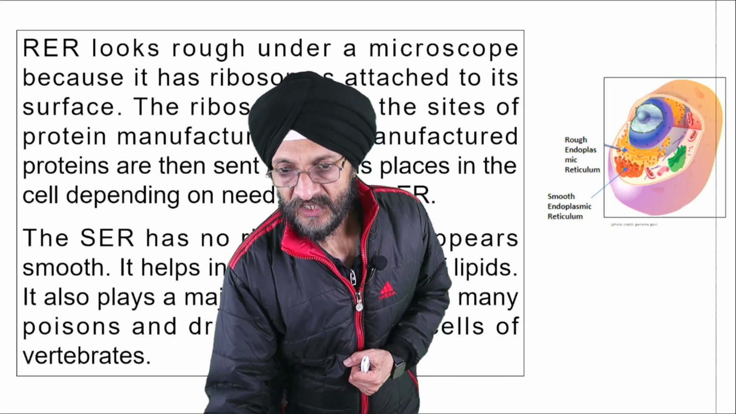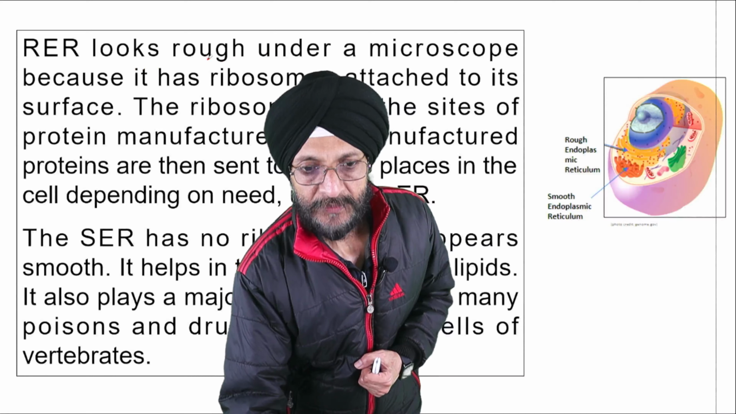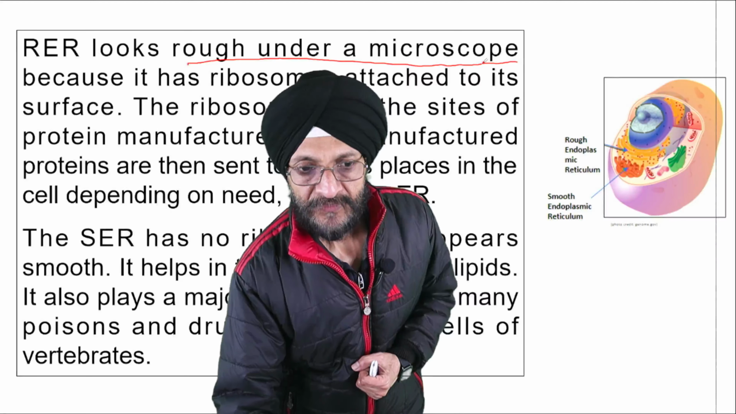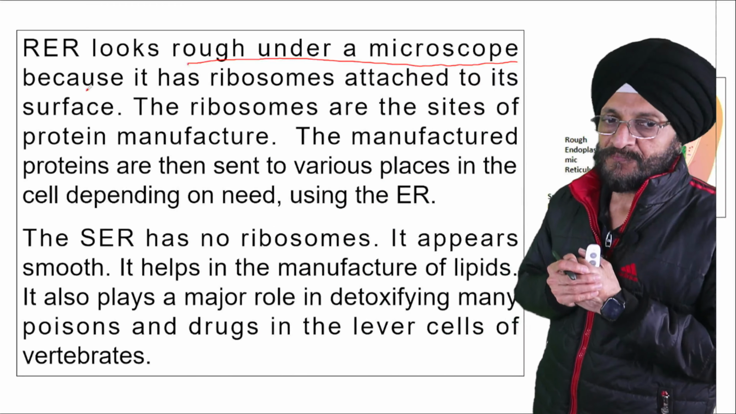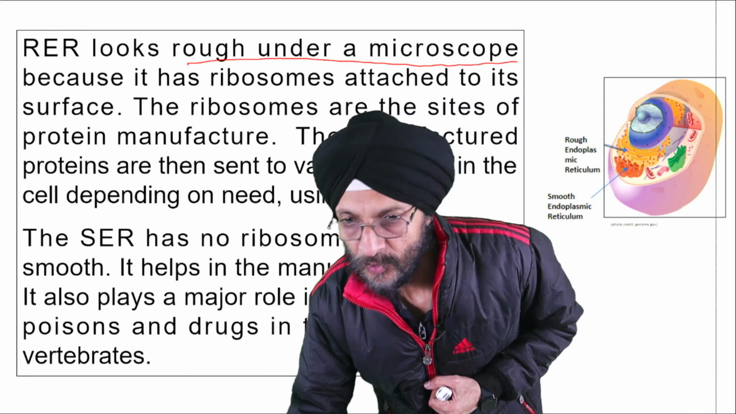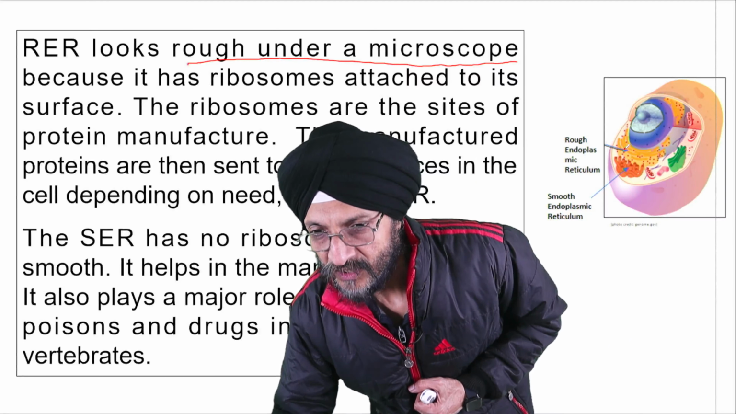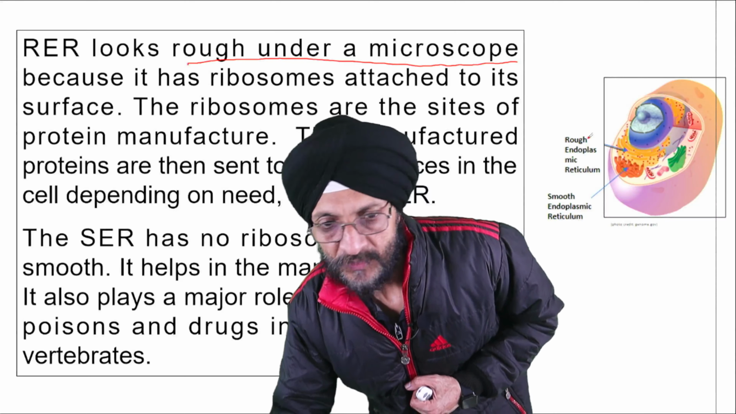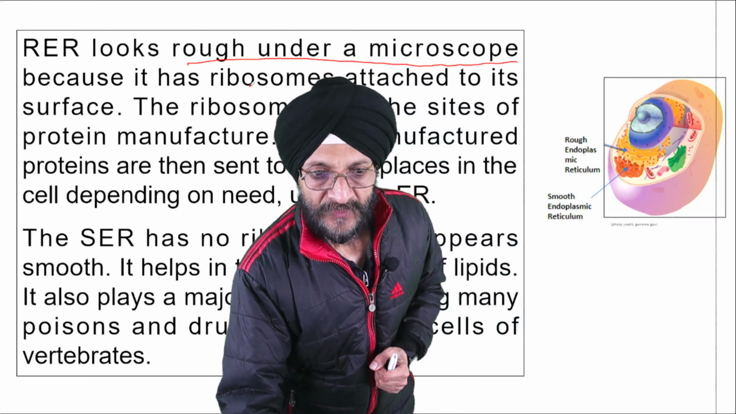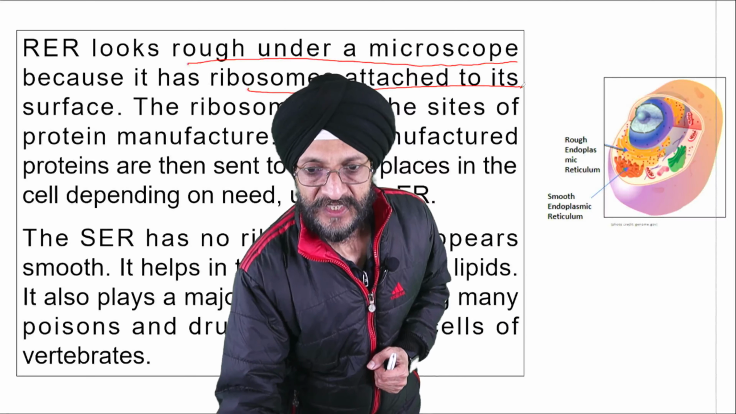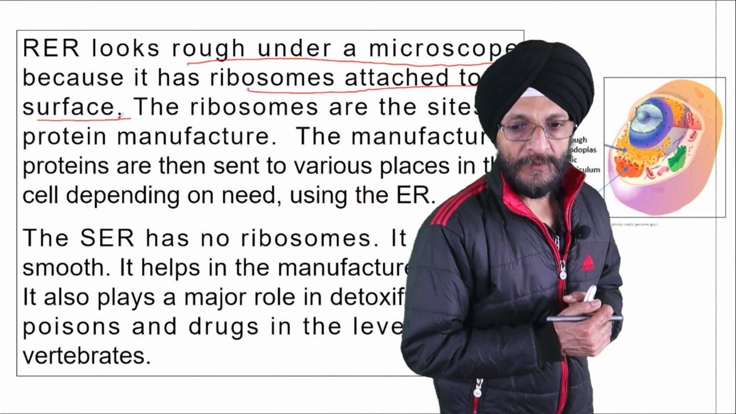First we talk about rough endoplasmic reticulum. Rough endoplasmic reticulum looks rough under a microscope. Why does it look rough? Because it has ribosomes. You can see here that these red color dots represent the ribosomes. Because a rough endoplasmic reticulum has ribosomes attached to the surface of the endoplasmic reticulum.